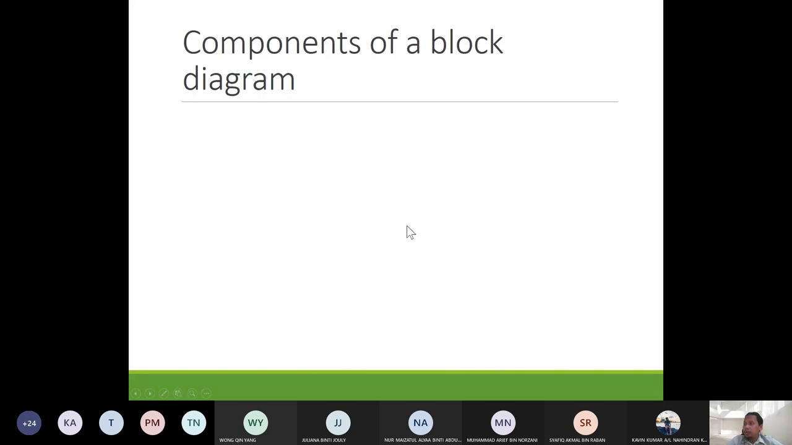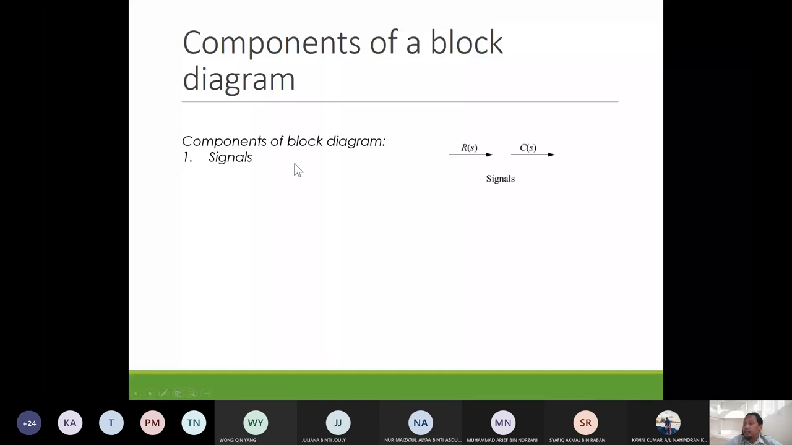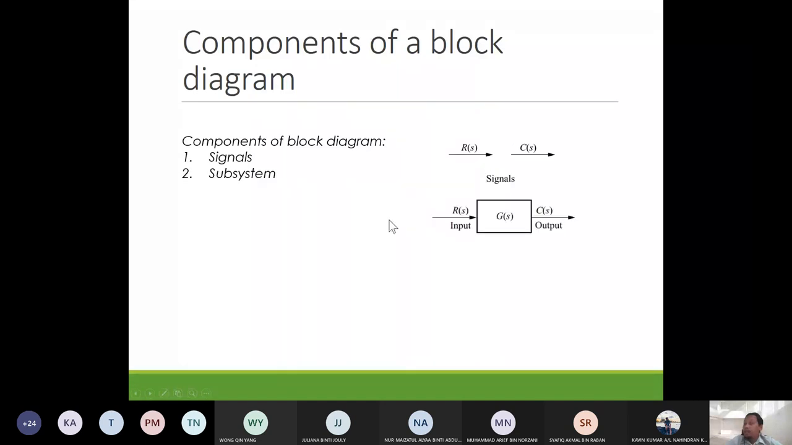Before we go into reducing the block diagram, let's look at the components that make up the block diagram. First, we have the signals. The signals are represented by arrows, so the arrow is actually the signal, and it has a direction. Secondly, the subsystem. The subsystem is represented by a square block, with a transfer function written in the middle.